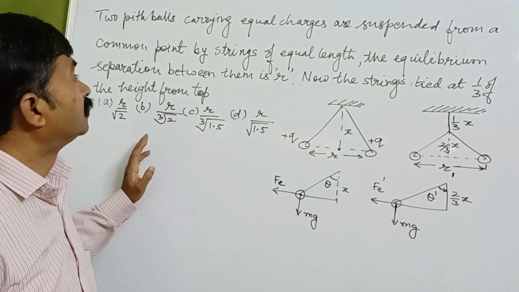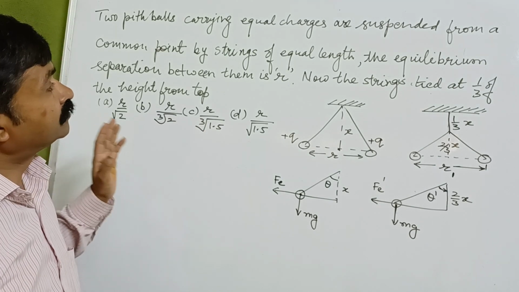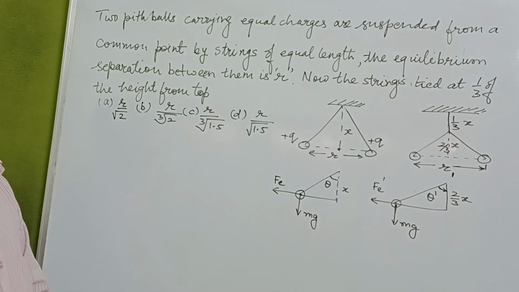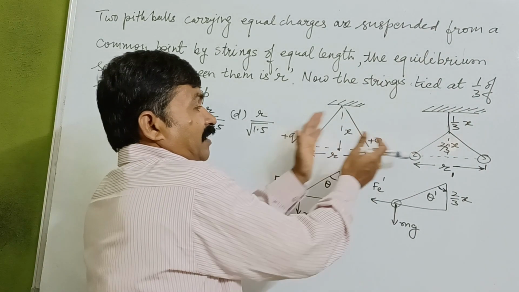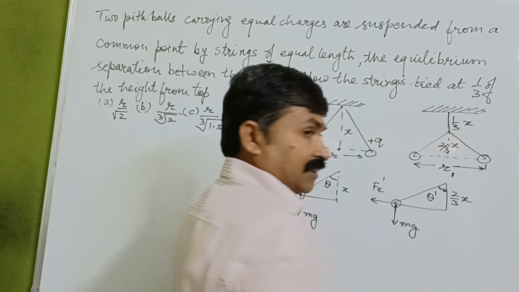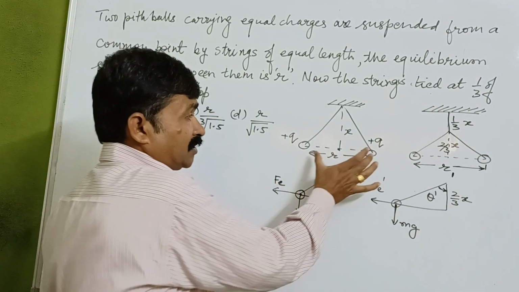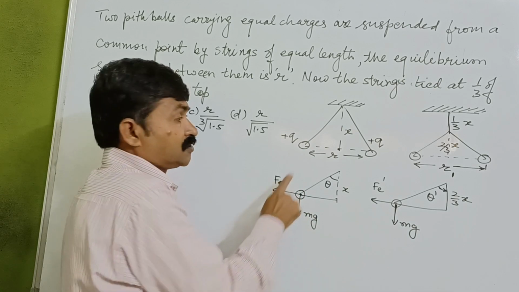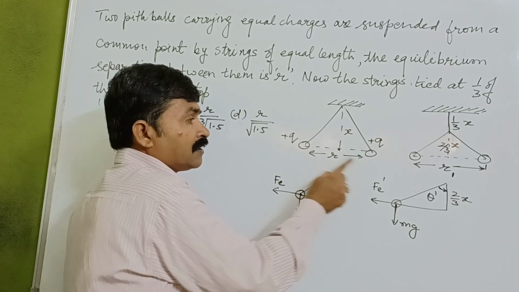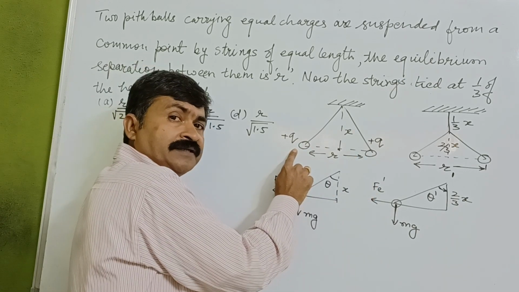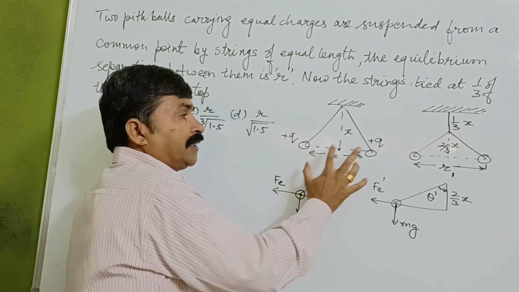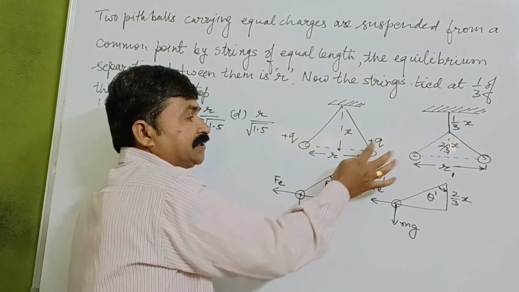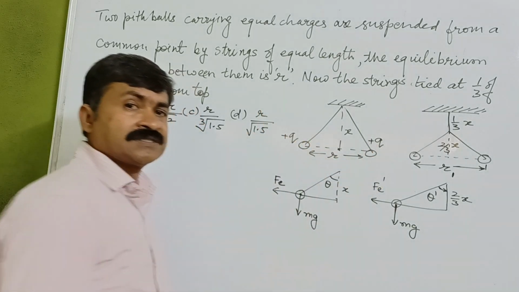Now what we have to determine is the separation between them. What will be the separation when we are tying it at 1/3 of this? Now if we go through this, this ball is experiencing an electrostatic force, a force of repulsion, because both the charges are equal in magnitude and of the same polarity, positive, and the separation between them is r.